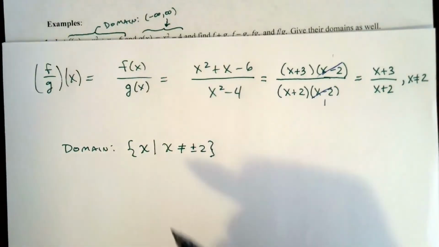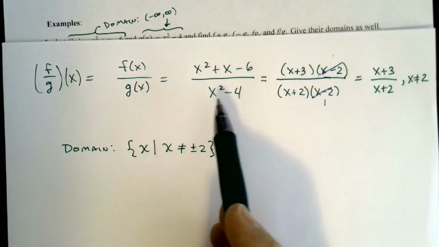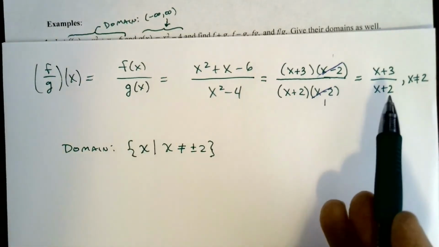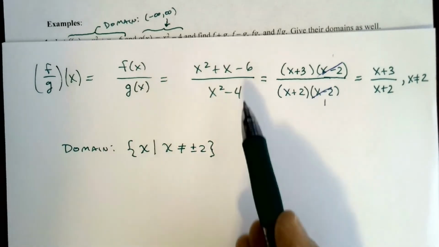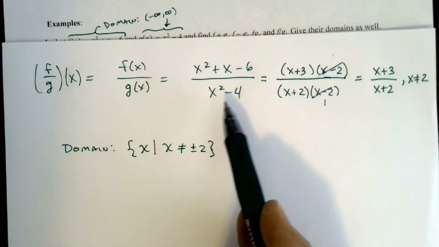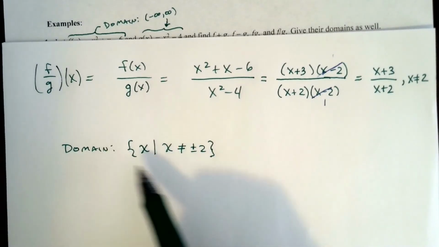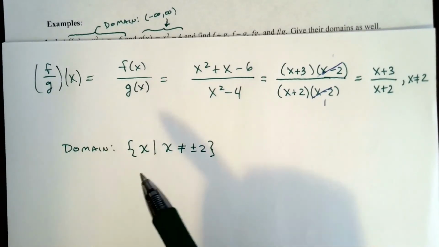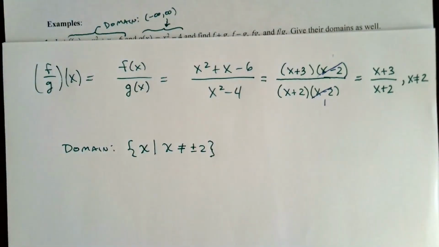But again, be careful about finding the domain after you simplify. The idea is to take a look at what you have initially first, before you simplify, to see what restrictions on the domain that may imply. Okay? All right. Let's take a look at another example.